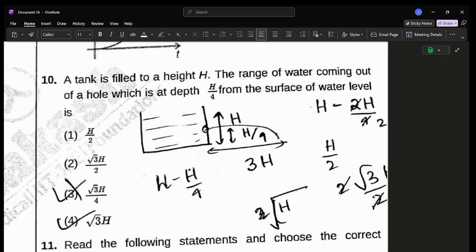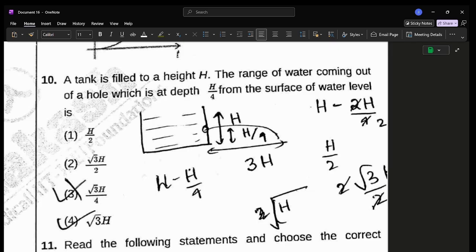And what is there in this question is you need to visualize the whole thing. That there is a tank filled with water up to a certain level, and the height until which it is filled would be h. And now there is a hole through which water comes out, and we need to find what is the range at which the water comes. And the height is basically h by 4 from the top. So what is going to be in the bottom is 3h by 4. And you need to find the range.